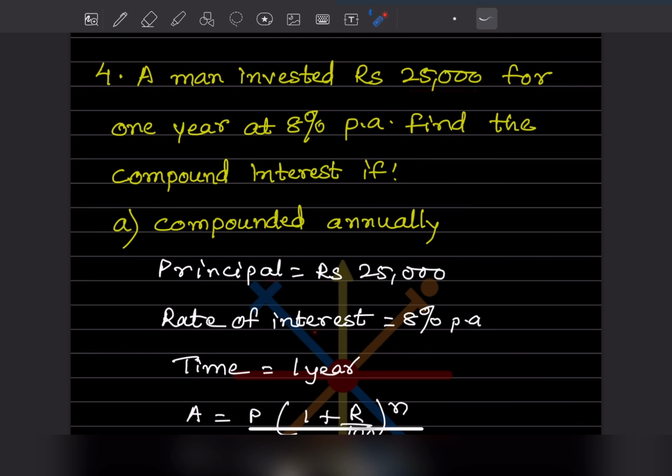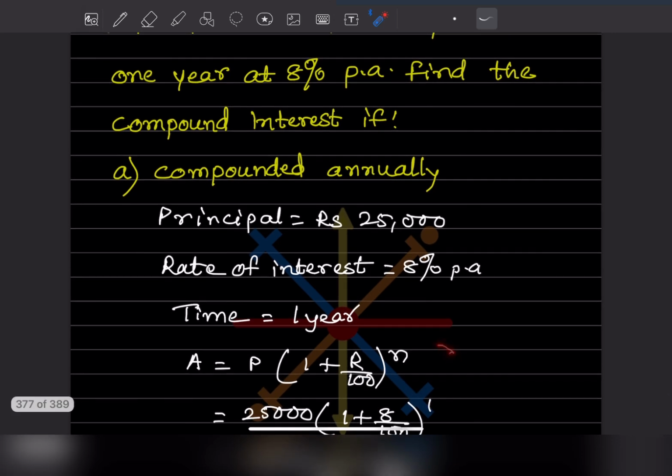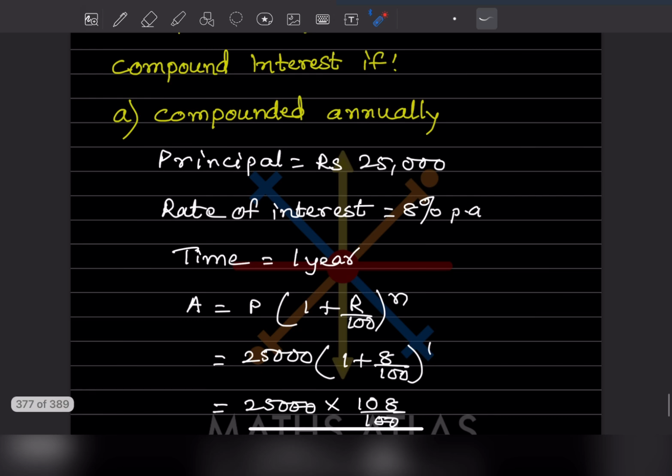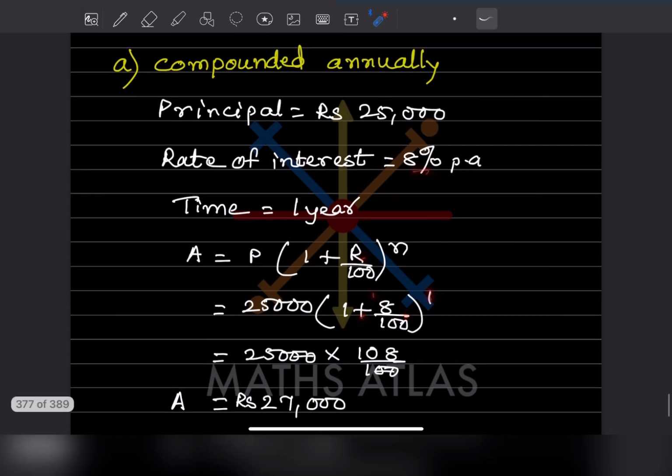Rate of interest is given as 8% PA, which means per annum, and the time is annually, so the time is given as 1 year. Again, here also we'll use the same formula because it is compounded. A is P into 1 plus R by 100 raised to N. In place of the principal, you write 25,000, 1 plus 8 by 100 raised to 1. So 25,000, and when you add this one, that is going to be 108 by 100.